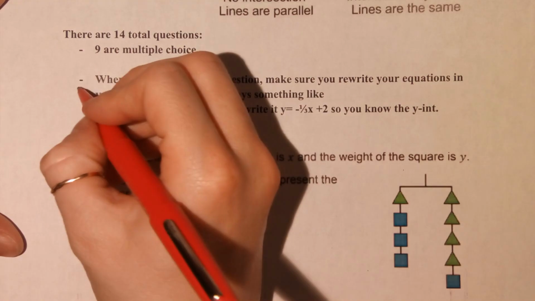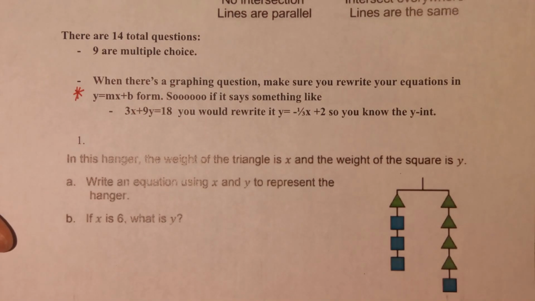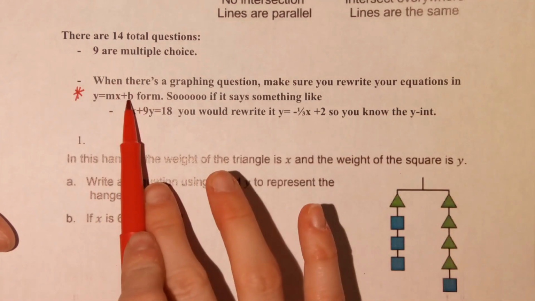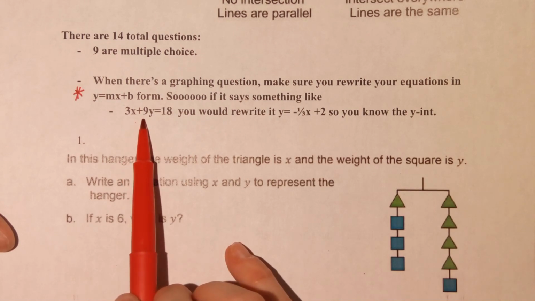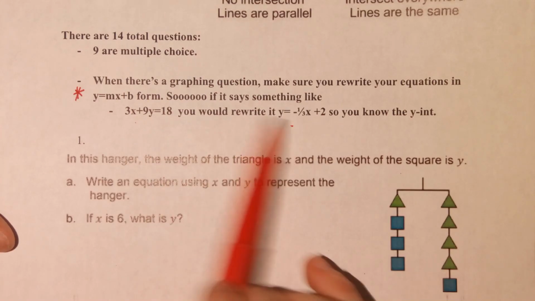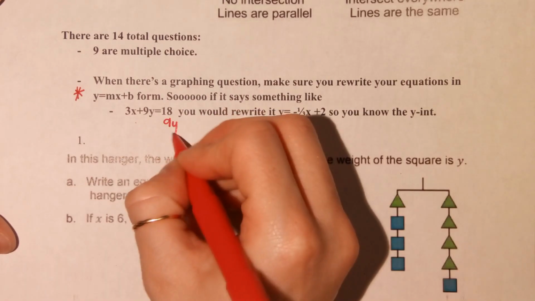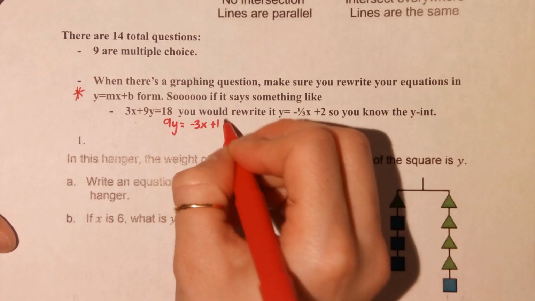Another mental note that I want you guys to remember when you're on the test: if there's ever a graphing question and they want you to put in a line, you need to put it in as y equals mx plus b, so your y-intercept form. So for example, if they give you an equation that looks like this, 3x plus 9y equals 18, you need to rewrite that into y-intercept form, so you need to subtract your 3x from both sides to get your 9y equals negative 3x plus 18.